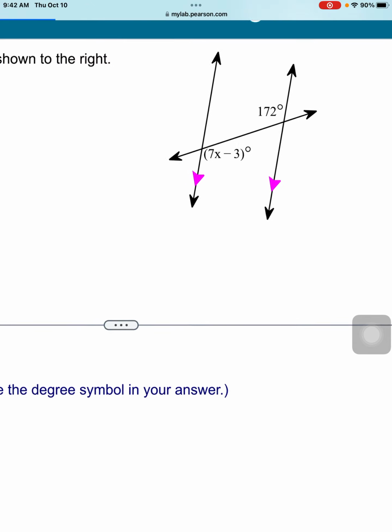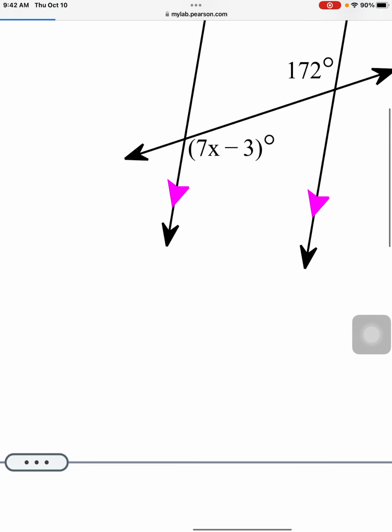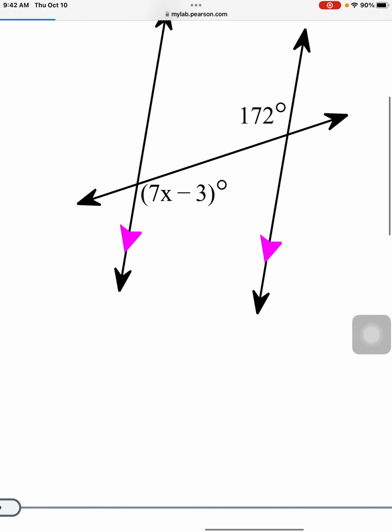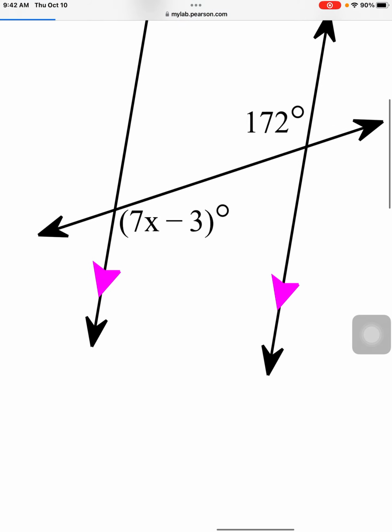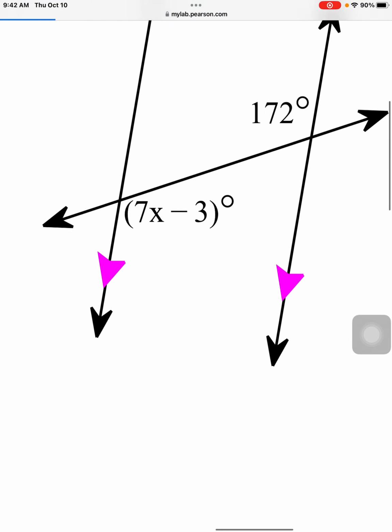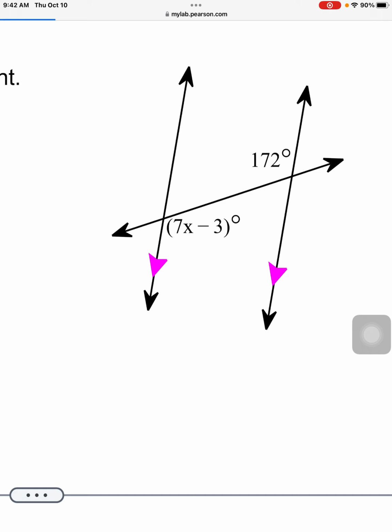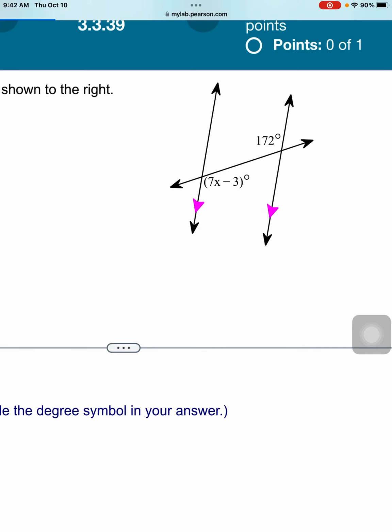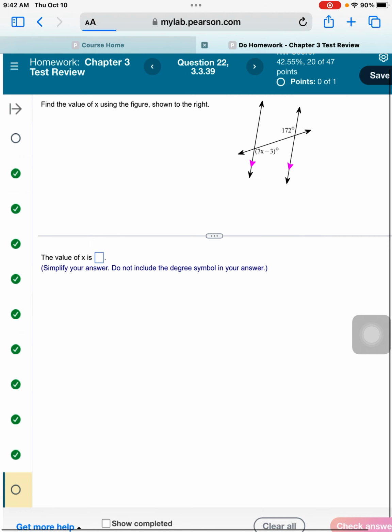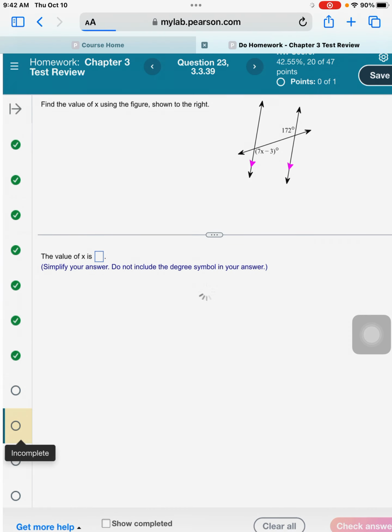So 172 and this 7x minus 3, what relationship do they have? They're alternate interior angles on the transversal that's transversing 2 parallel lines. So they have to be what? Congruent. So we have to set them equal to each other. So we're just going to have 172 equals 7x minus 3. And I'm too lazy to do the math there. You guys can do the algebra. Also, I don't have a piece of paper next to me, so.